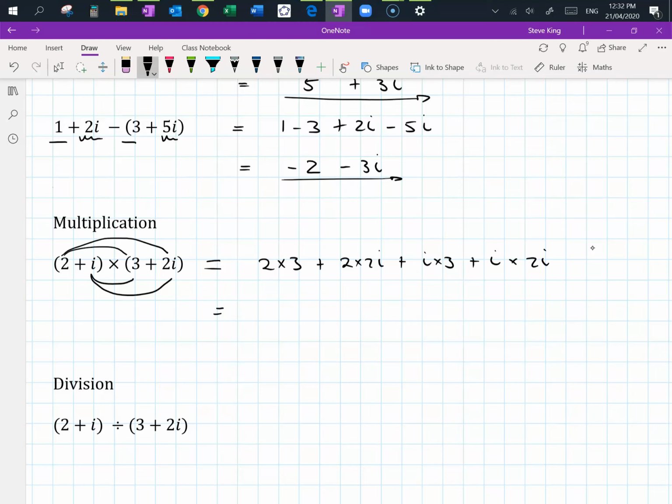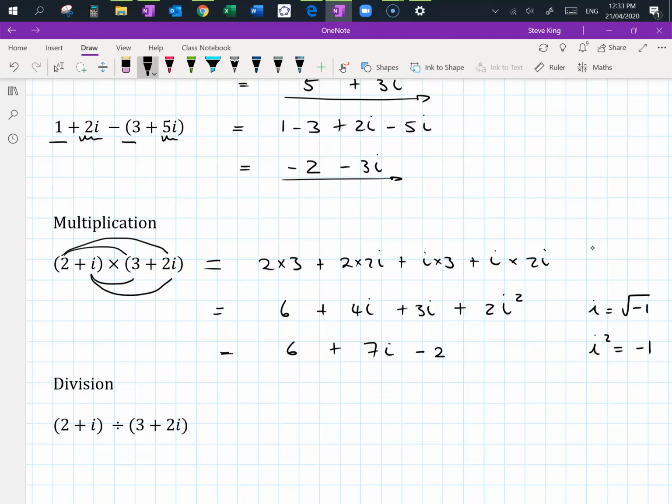Now, if we tidy that up, what have we got? I've got 6 plus 2 lots of 2i means I've got 4i plus 3i. And here I've got plus 2i squared. I've got 6. 4i plus 3i gives me 7i. And now I just need to be careful here. I know that i is the square root of minus 1. So in other words, i squared is going to be simply the number minus 1. So what I have over here is 2 lots of minus 1. So this is in fact going to end up as being minus 2.